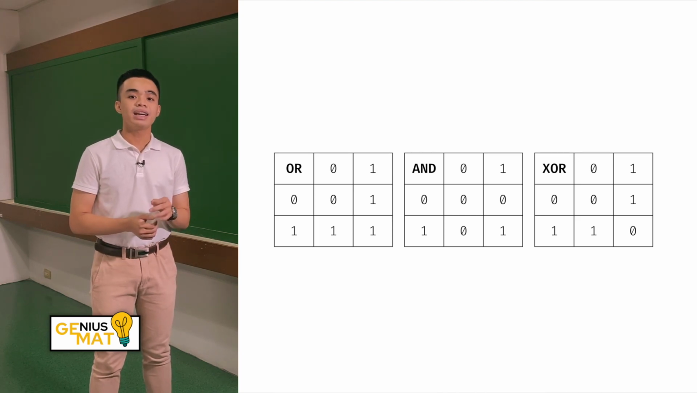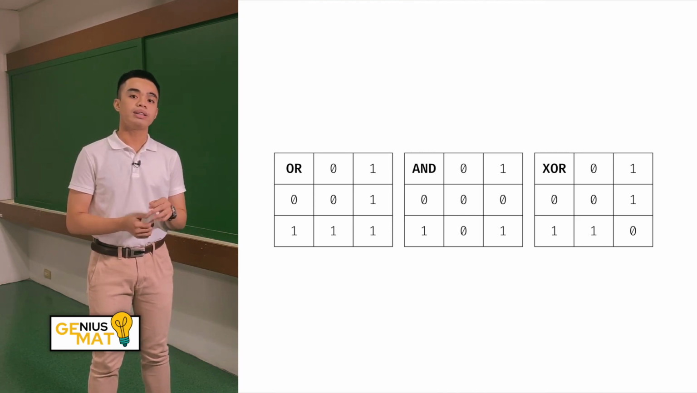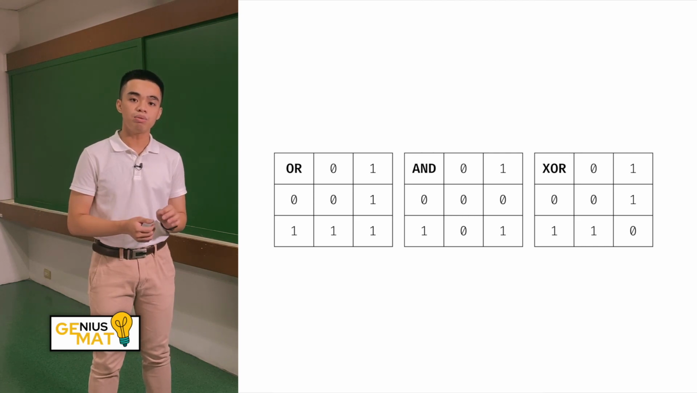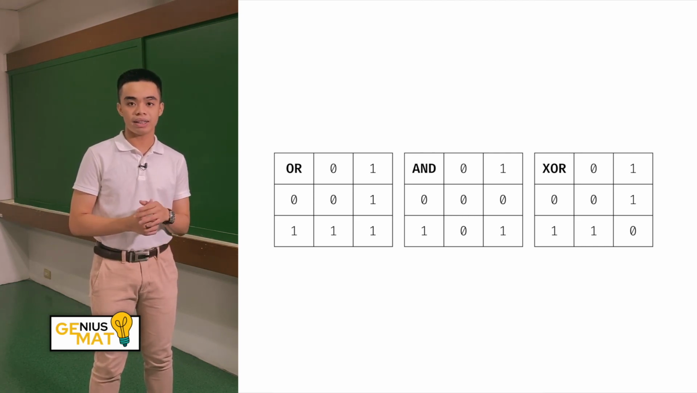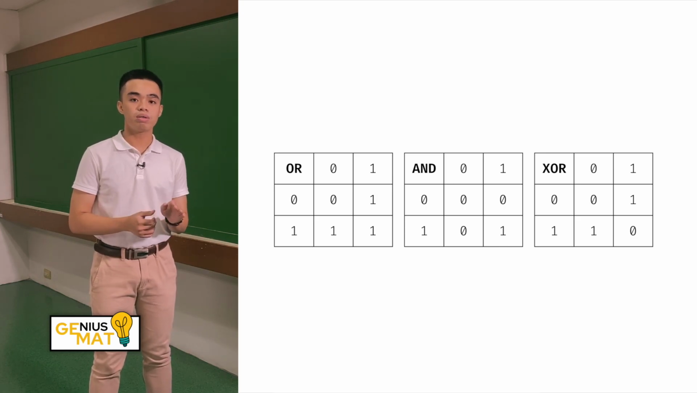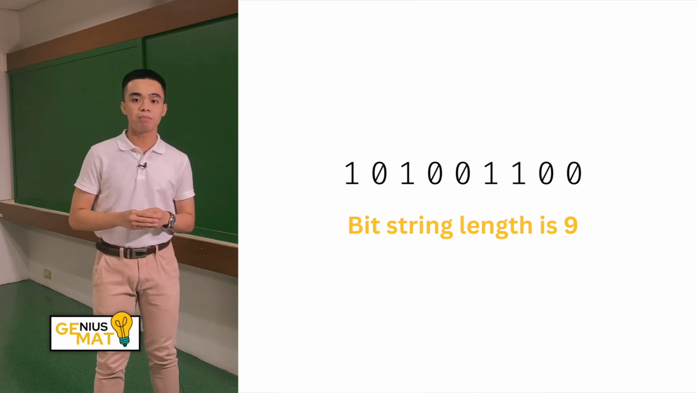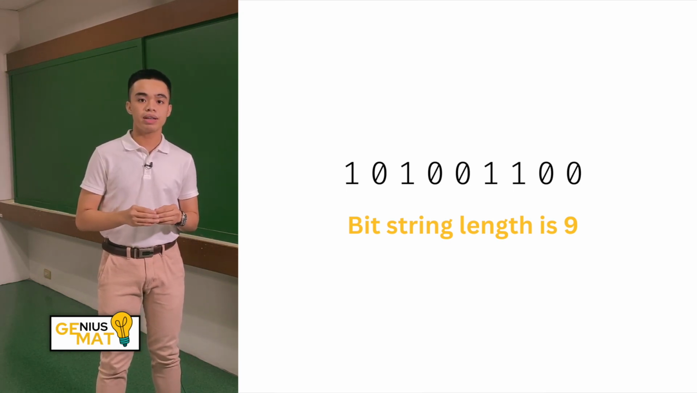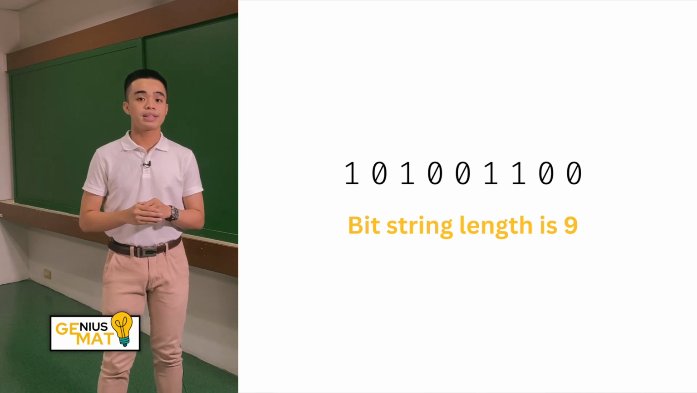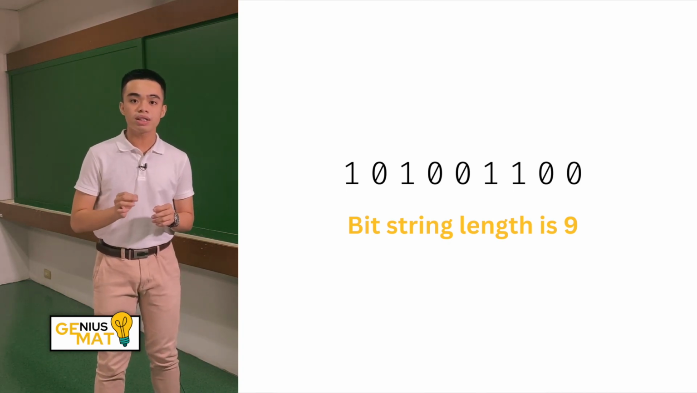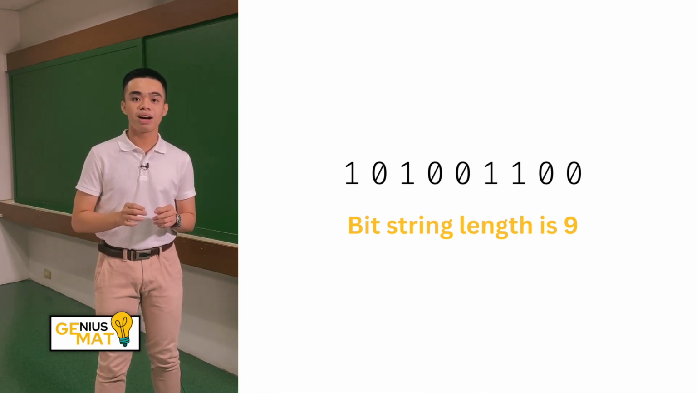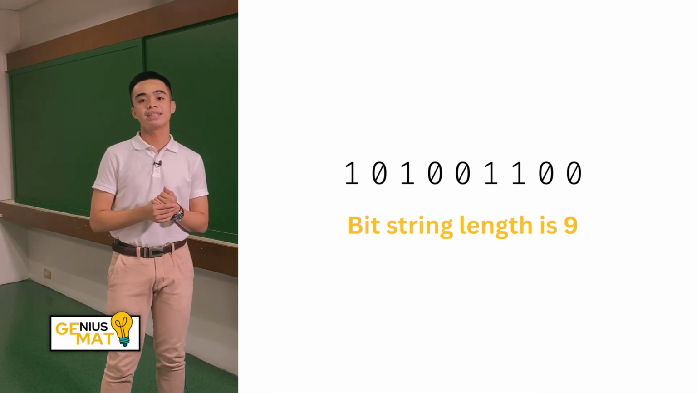And finally, in the bit operation XOR, the output is 1 if the two bits are different, and 0 if they are identical, such as both zeros or both ones. Additionally, a bit string comprises 0 or more bits. The length of this string is equal to its bit count. For example, 1010011000 has a bit string length of 10.